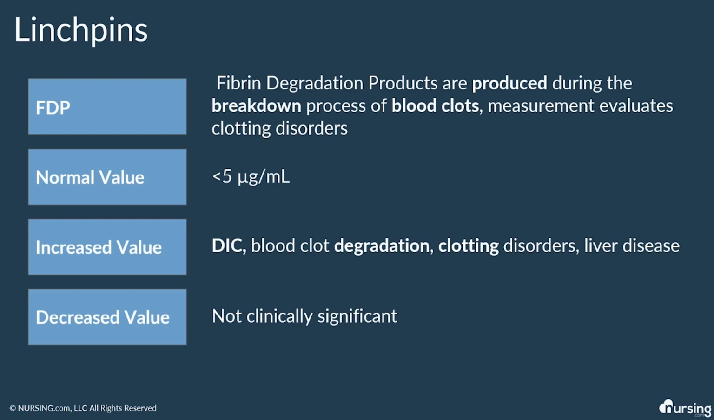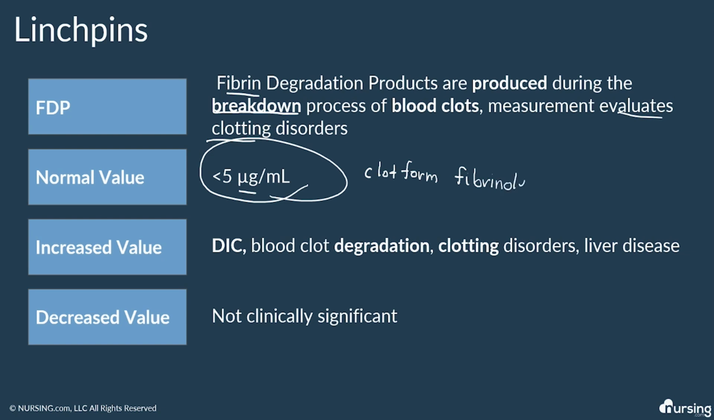FDP, or the measurement of fibrin degradation products, are what are produced in the breakdown process of blood clots, and it measures or evaluates for clotting disorders. Normal values are below 5 micrograms per milliliter. There is likely always some clot formation and fibrinolysis going on throughout the body all the time. So for there to be just a little bit at all times is normal.